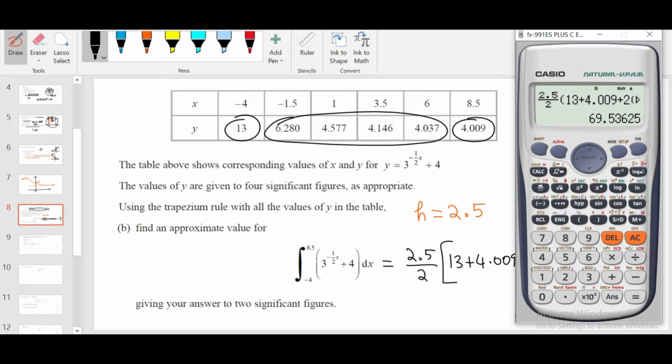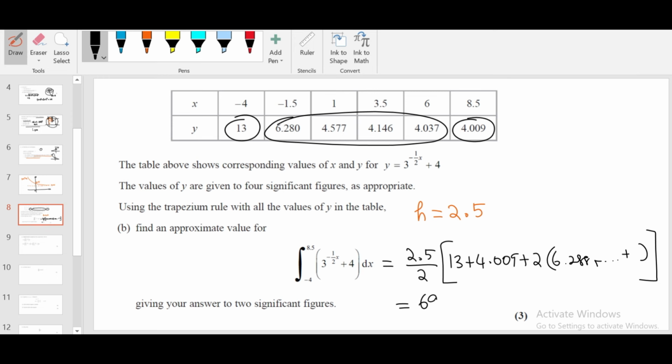So that's the answer. I'm going to double check my working. 4.037 is correct. Oh, why did I put 416 here? It should be 146. That gives 68.8. They want the answer to two significant figures, so 69 is the answer. So the answer here is 69. That's all. We're going to move on to the next part now.